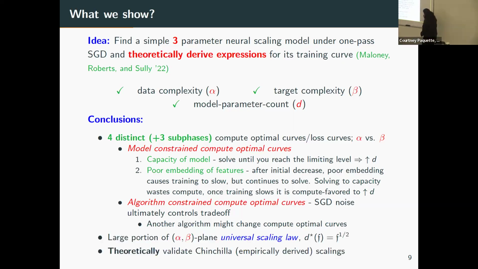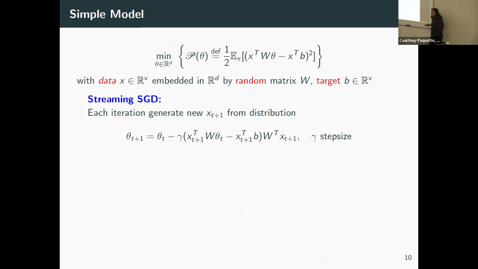So there are 3 things. And what we're going to show is that even for this really fake model, for a large portion of your alpha beta plane, you get a universal scaling law. That is, you recover exactly what was observed empirically: that your optimal number of parameters as a function of flops is flops to the 1/2. And this theoretically validates where Chinchilla comes from, and possibly where we are in the language model world, where things are.